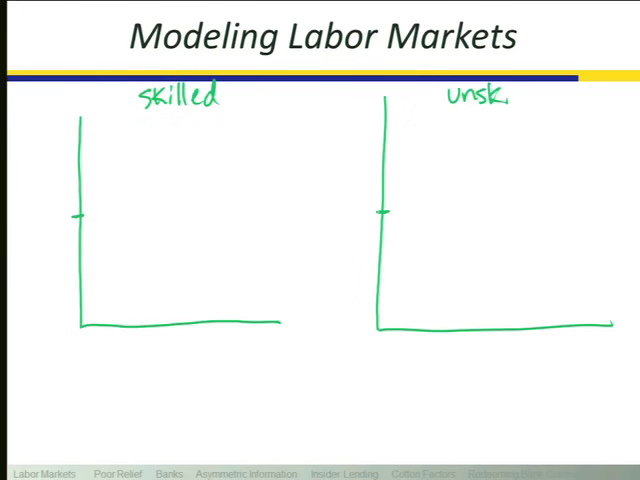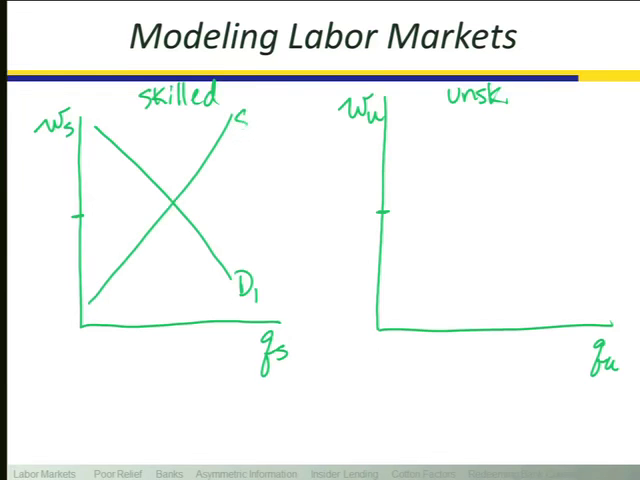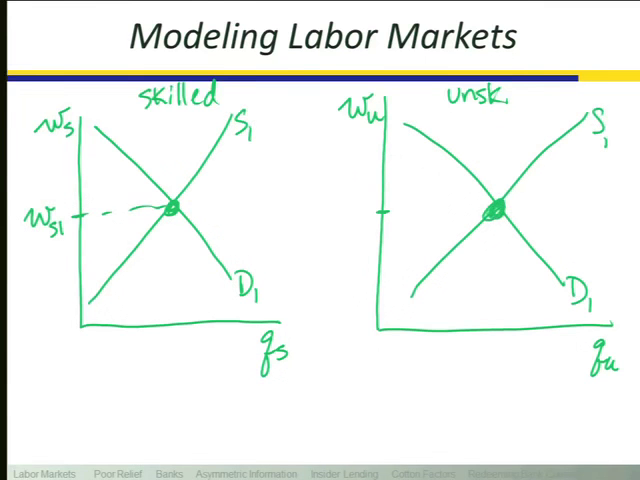Okay. So on the skilled side, just start out, get yourself some initial curves, wages of skilled workers on the vertical, quantity of skilled workers on the horizontal, on the unskilled, wages of unskilled on the vertical, quantity of unskilled on the horizontal. Get some initial demand, D1, some initial supply, S1, find your initial equilibrium wage, call it WS1, it's the initial skilled wage. Do the same thing on the right, try to wind up with the same wage, and if not, just draw yourself a nice big dot so it looks like it's the same. And call that the wages of unskilled workers, WU1.